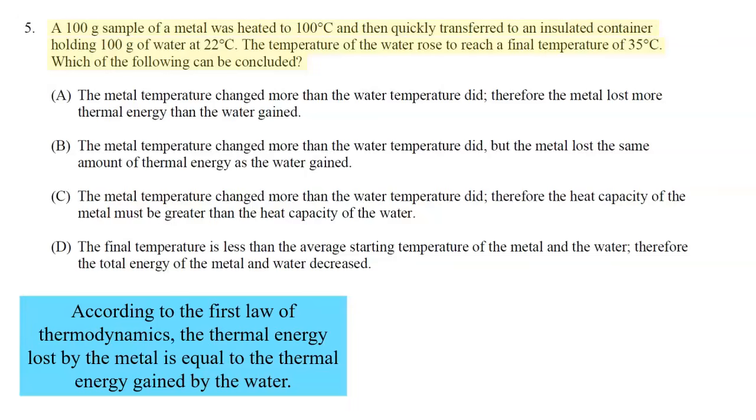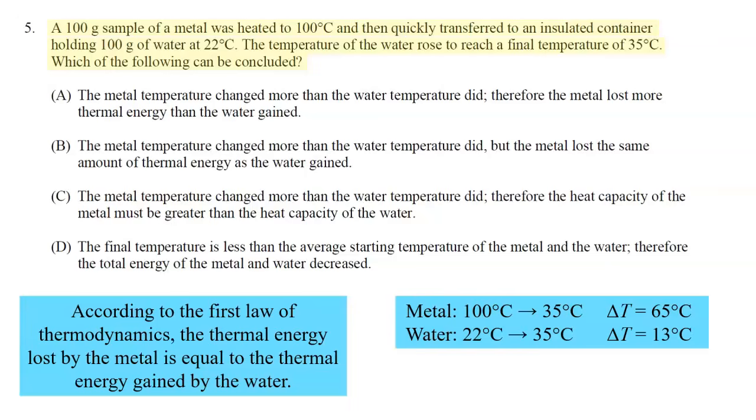And with respect to the delta T, the temperature of the metal changes from 100 degrees Celsius to a final temperature of 35 degrees Celsius. That's a difference of 65 degrees Celsius for the metal. And the water, its temperature changes from 22 degrees Celsius to a final temperature of 35 degrees Celsius. That's a difference of 13 degrees Celsius.